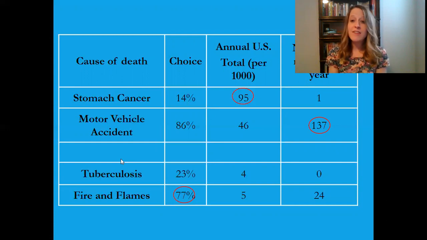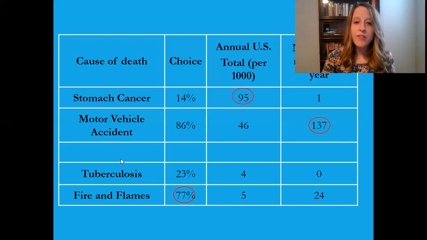What we perceive as likely or risky for us is what we are going to take steps and measures to try to prevent. And so this availability heuristic could lead people to focus on the wrong concerns. Maybe people are focusing too much on preventing fire and flames or motor vehicle accidents, and they should think a little bit more about things like stomach cancer.